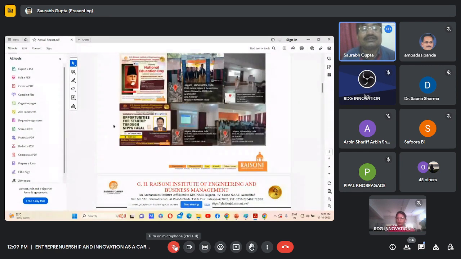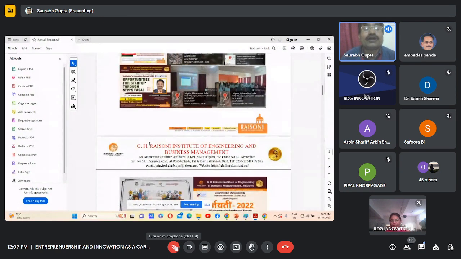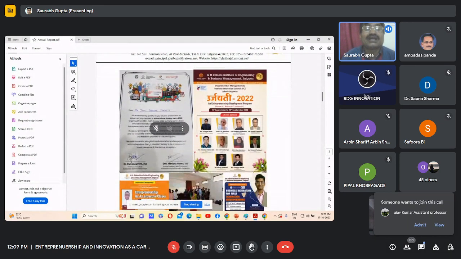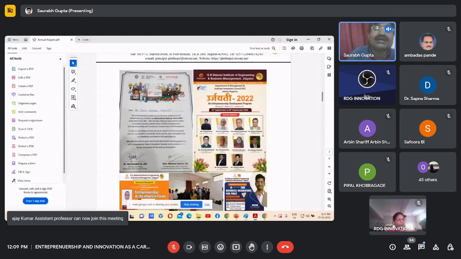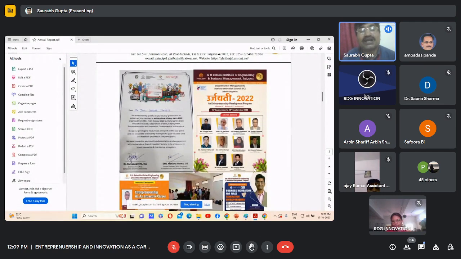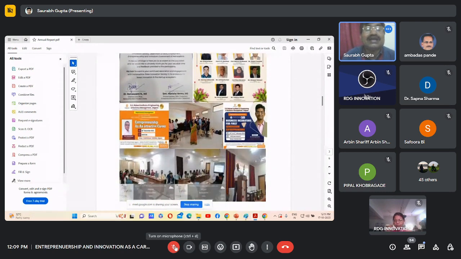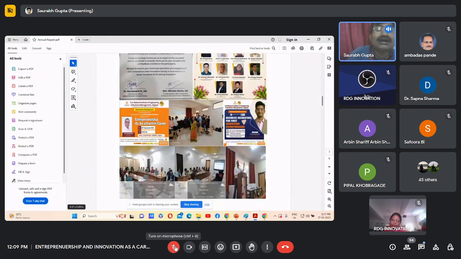He's a scientist who has given a lecture on startups for agriculture products. Then this is the Maharashtra Startup Yatra certificate, where one of our faculty visited as a judge or jury, and a number of students participated. Then this is the Entrepreneurship Development Program, where we invited various industrialists to guide our students to create entrepreneurship skills.